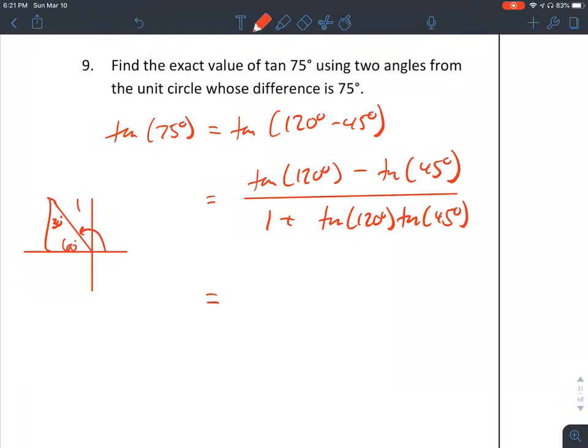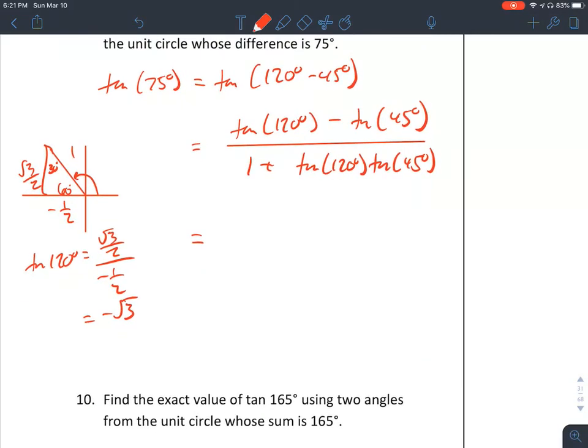There's a unit circle. Opposite 30 is going to be negative half because we went left. Opposite 60 is going to be square root of 3 over 2. Tangent of 120 is y over x. If you multiply the top and bottom by 2, you're going to end up with a negative square root of 3.